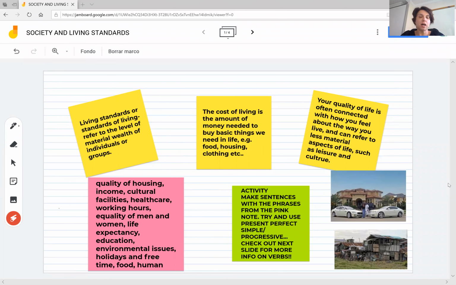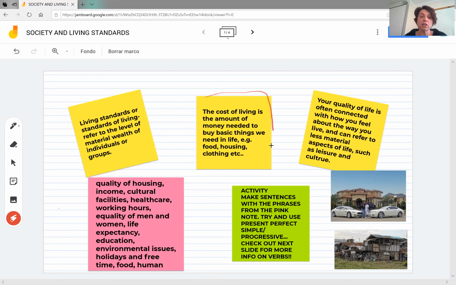Okay, so as you can see here, we've got three concepts. This is the first concept, the second, and the third, which is here. So the first one is living standards or standards of living. And they refer to the level of material wealth of individuals or groups. So material wealth can be the amount of money or properties or assets. So it's the amount that a person has or that a society has.